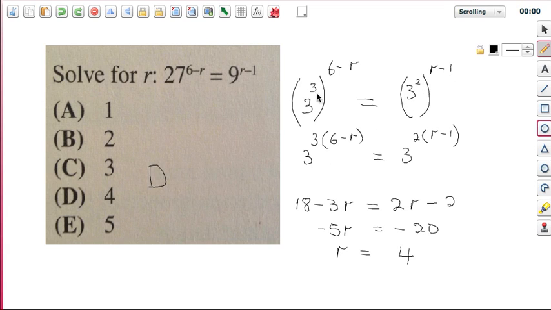So using laws of exponents, you multiply the two exponents, so this becomes 3 raised to the power 3 times 6 minus r, which is equal to 3 raised to the power 2 times r minus 1. Because the bases are equal, 3 times 6 is 18, minus 3r is equal to 2r minus 2. Solving for r, you get 4.